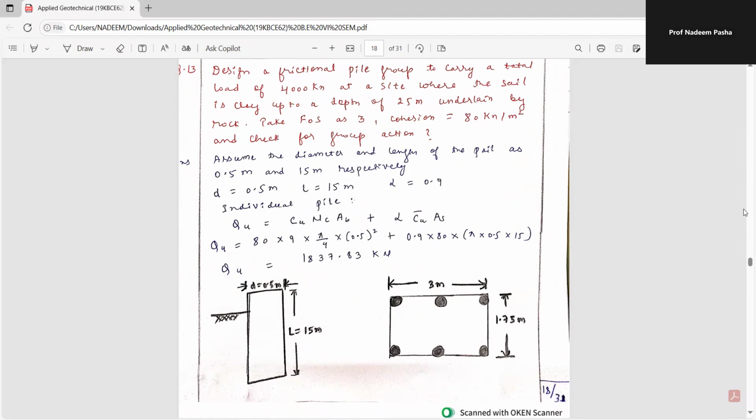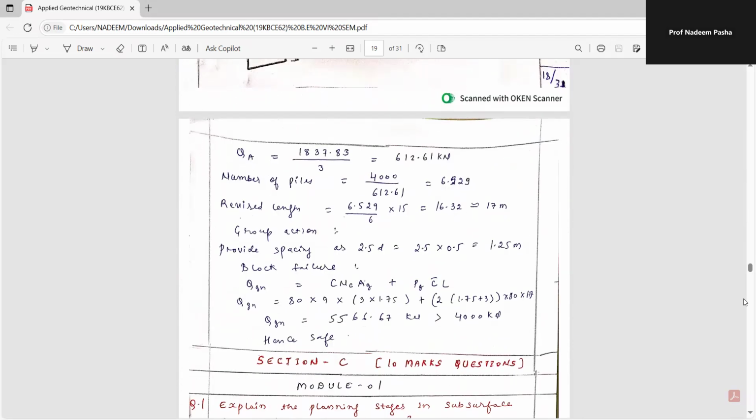QU was CU into NC into AB plus alpha CU bar into AS. So it is 80 into 9 into pi by 4 into 0.5 square plus 0.9 into 80 into pi into 0.5 into 15. So QU is 1837.83. QA is equal to 1837.83 divided by 3. So it comes out to be 612.61 kilonewton. Number of piles is 4000 by 612.61. It comes out to be 6.529.